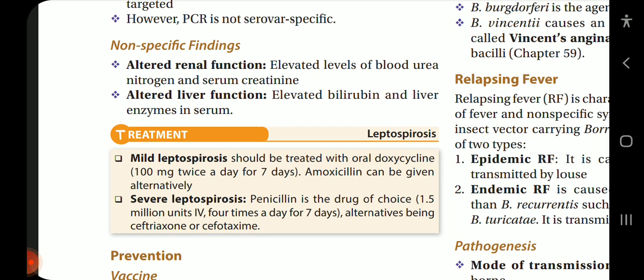Non-specific findings: altered renal function, elevated levels of blood urea nitrogen and serum creatinine; altered liver function, elevated bilirubin and liver enzymes in the serum.